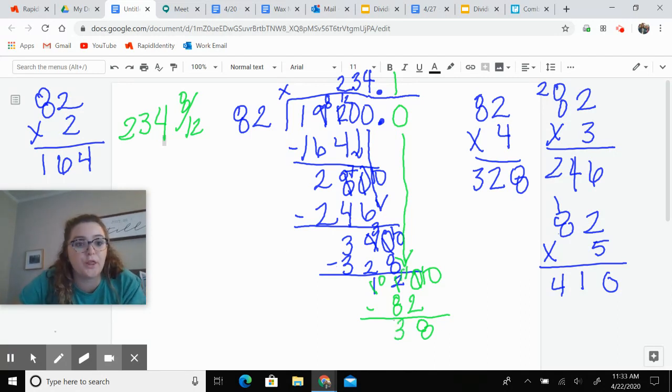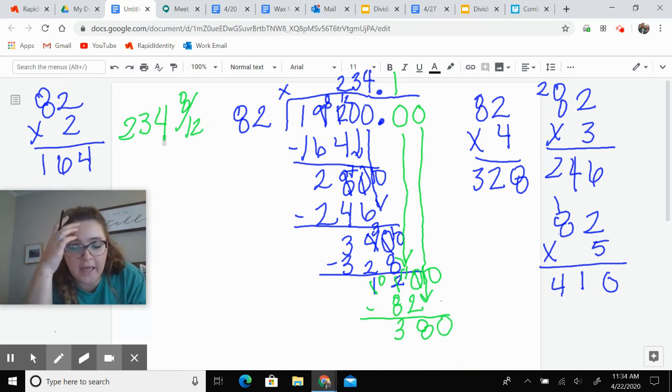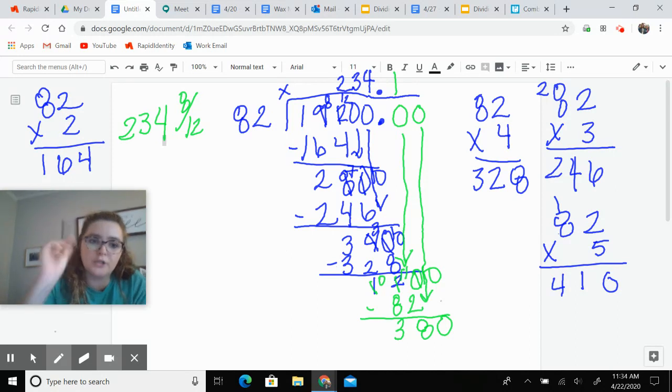And then I'm left with 38. How many times can 82 go into 38? Well, it can't, and so I know that my 1 up here is actually correct. But I'm not at my thousands place yet, so I'm going to, again, keep adding my zeros and carrying them down. Now I'm thinking, how many times can 82 go into 380?